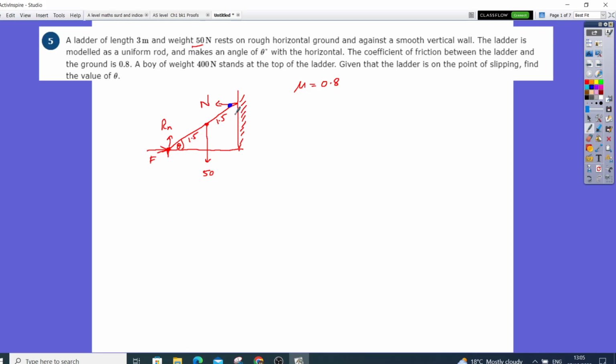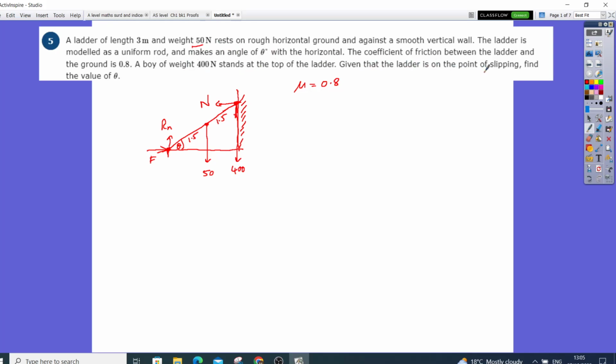Okay, so it says at the top, so I'm going to put him right at the top. Let's just be precise. That's the reaction from there. So he's right at the top, and that's going to be 400 newtons.